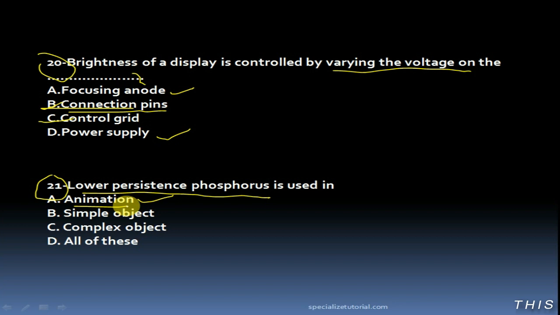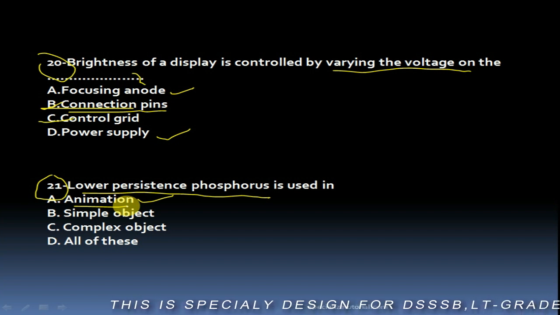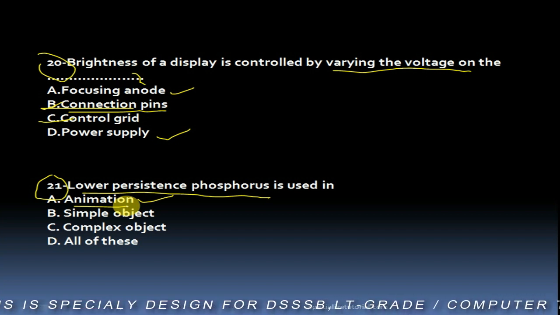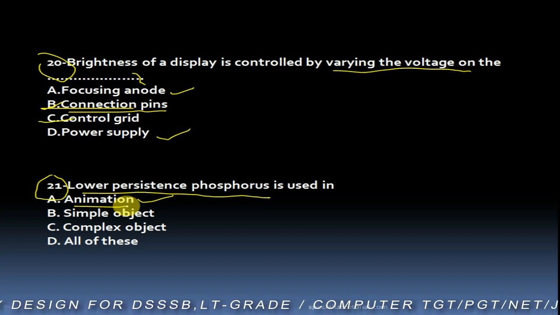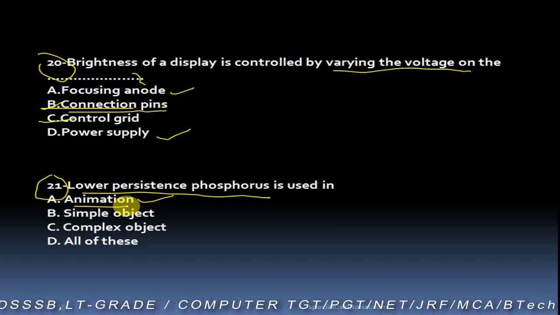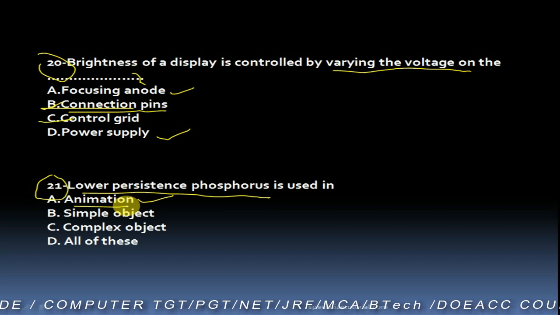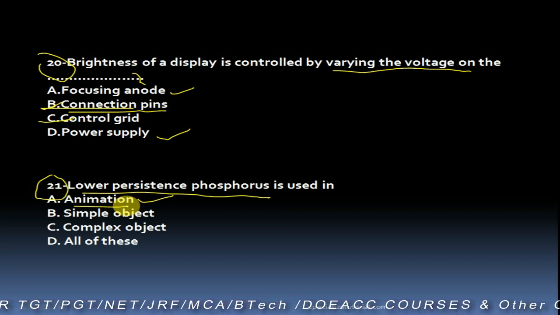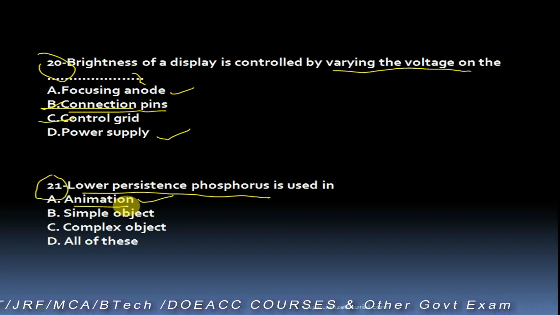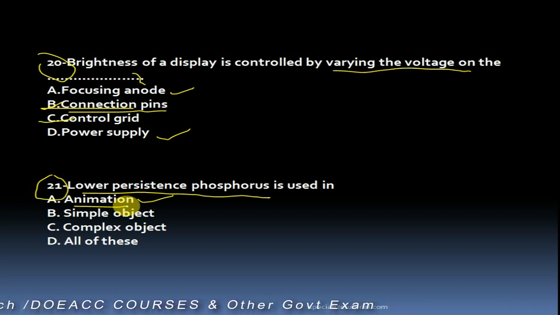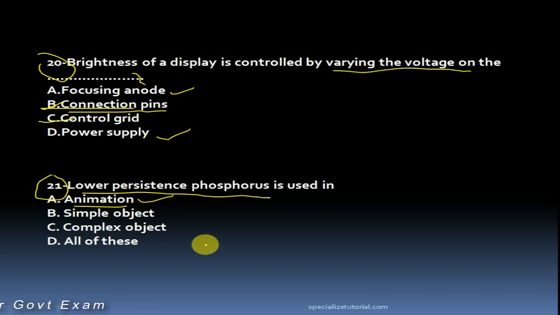Now what is animation? Animation is a dynamic medium in which images or objects are manipulated to appear as moving images. In traditional animation, an image is drawn or painted by hand, transcribed onto celluloid sheets, photographed and exhibited on film. Today most animation is made with computer generated images. Now move on to the question. So lower persistence phosphor is used in animations.